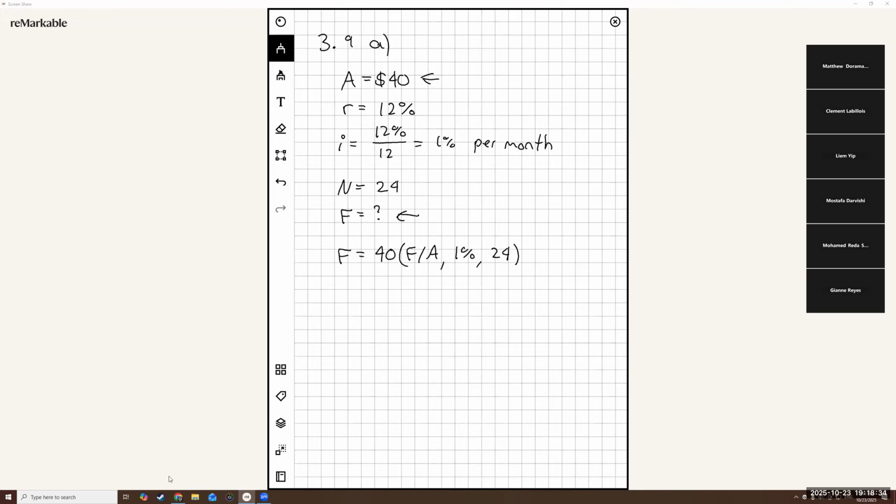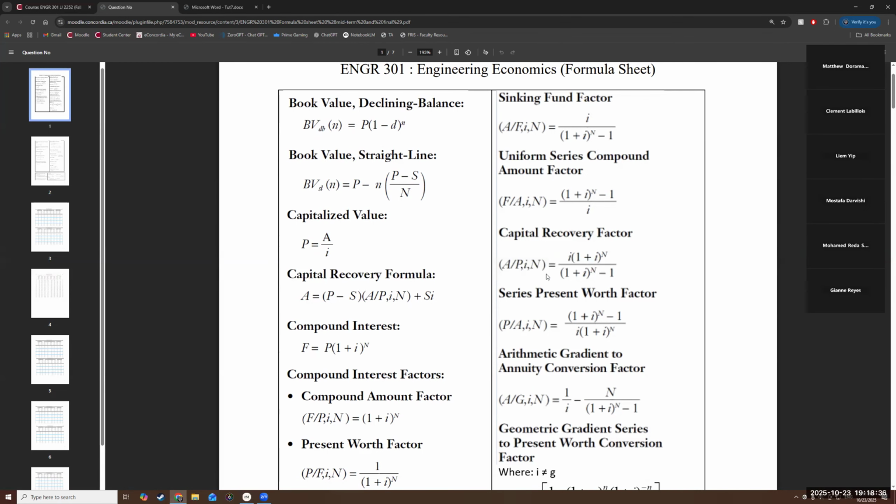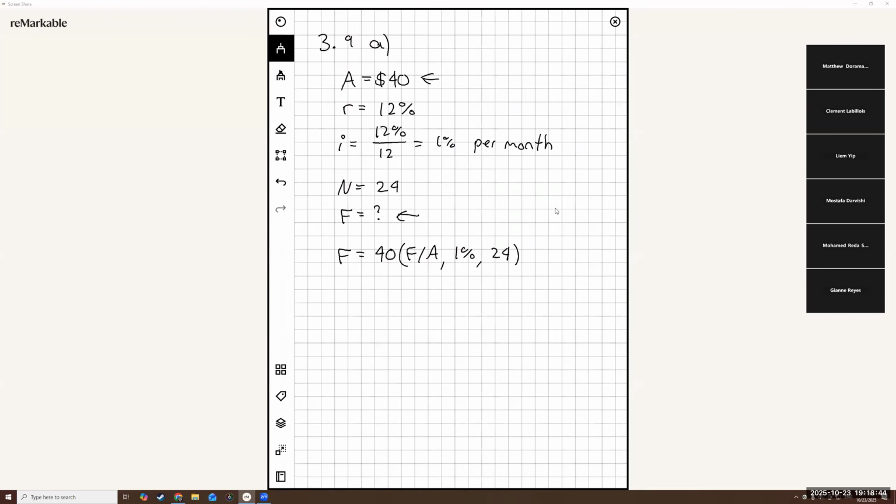At this point, I'm assuming you are comfortable with just plug and play with these formulas. So you will plug your values into this formula, and the calculation comes out to this factor being equal to 26.9.